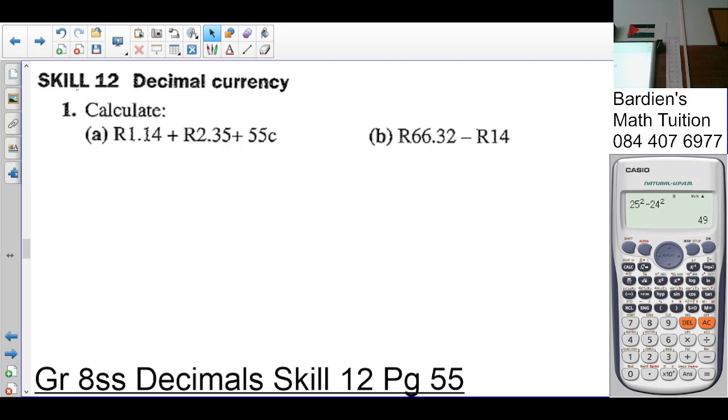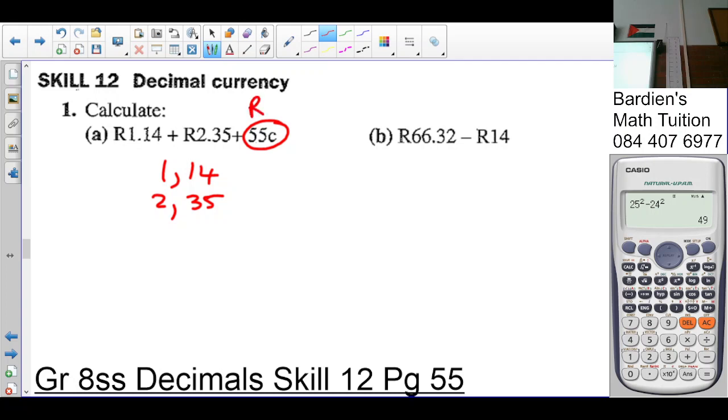It says calculate. So we have 1 rand 14 cents plus 2 rand 35 cents plus... Now 55 cents is how much in rands? Not a full rand, so it's going to be 0,55. It must all be in the same format.